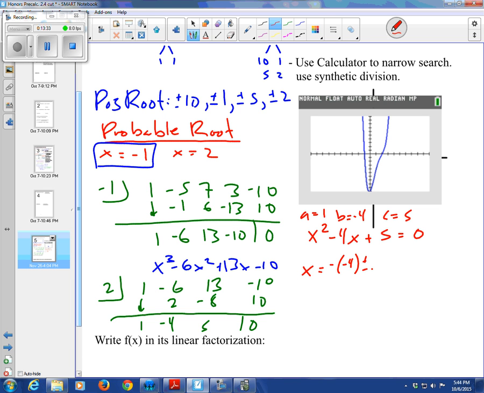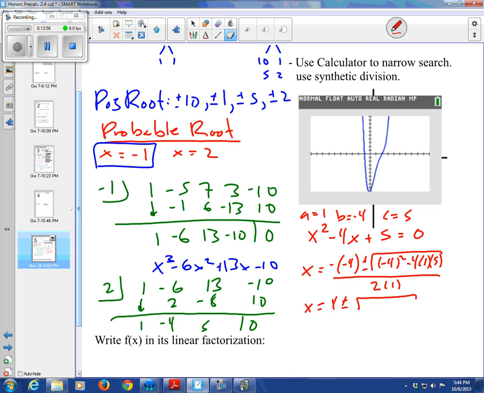And using the quadratic formula, we get x equals -(-4) plus or minus the square root of -4 squared minus 4 times our a term of 1 times our c term of 5, divided by 2 times 1, and x equals 4 plus or minus, and then right here this is going to be 16 minus 20, so that's going to be a -4. So square root of -4 over 2.